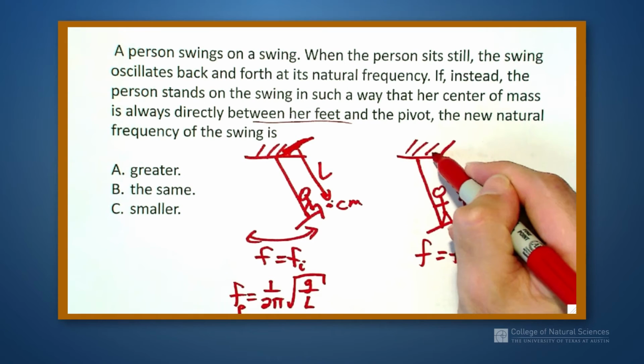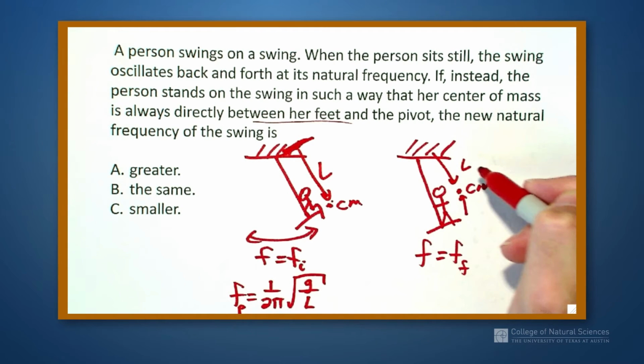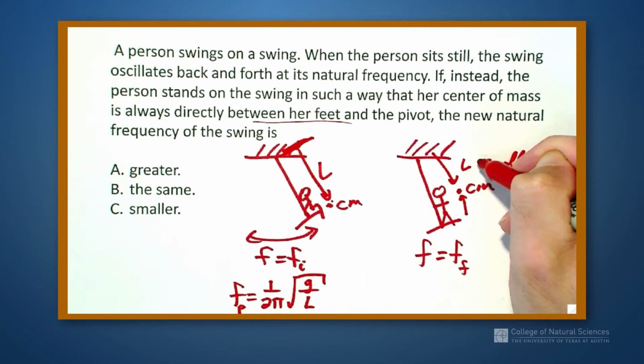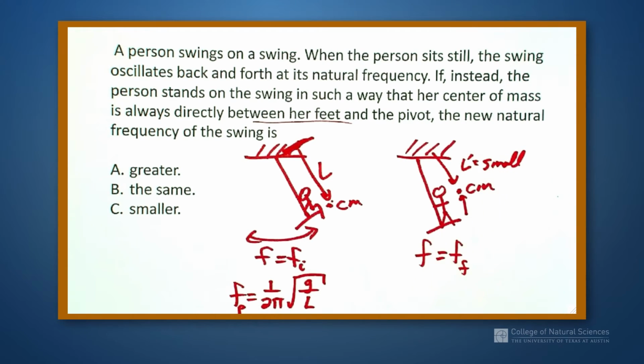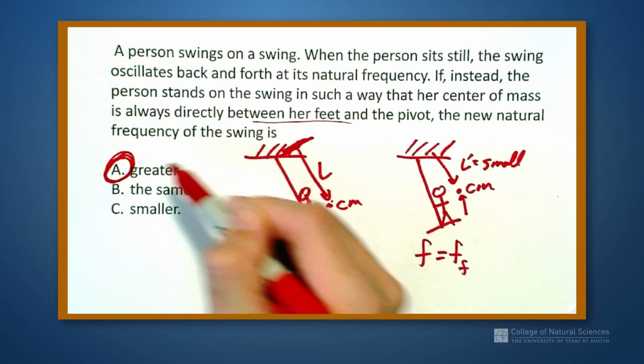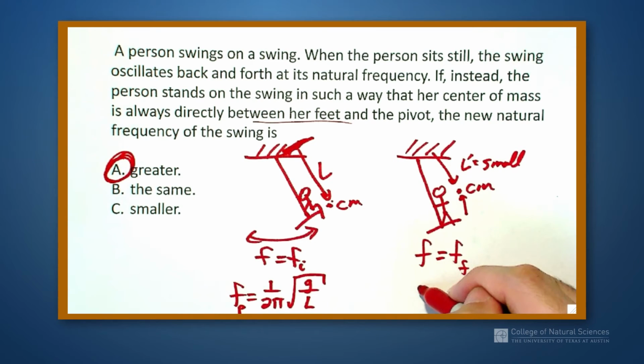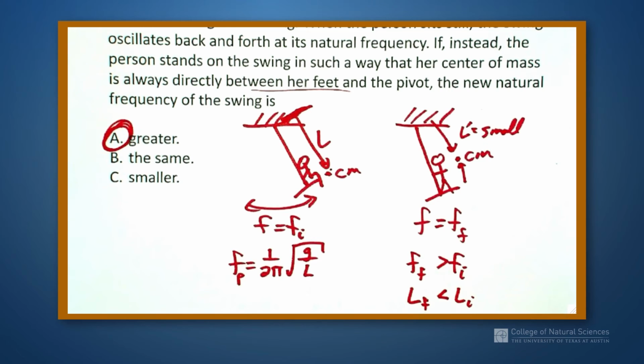So in the second case, our length is smaller. Our new length is a smaller length, which means that this length gets smaller, this number gets larger. So the new natural frequency is greater than the original. So F final is greater than F initial because L final is smaller than L initial. The center of mass moves. If I move it up, you can actually see what I'm writing.